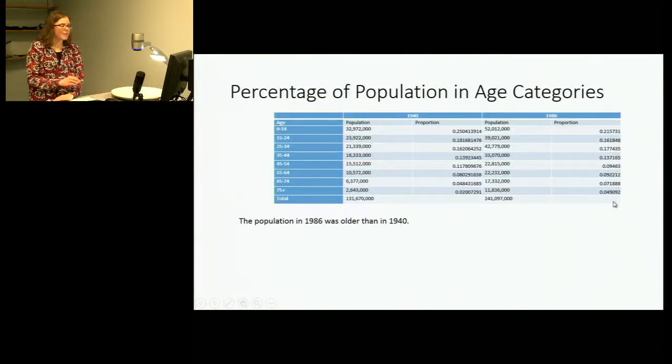Now if we look at this, we can see that the proportion in the youngest age groups was a little bit lower in 1986 than it was in 1940. There were more very young people in 1940. We can also see, if we look down at the older age groups, that the proportion in these oldest age groups was higher in 1986. So in general, the population in 1986 was an older population than it was in 1940.